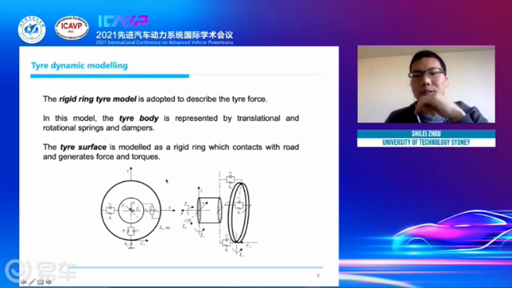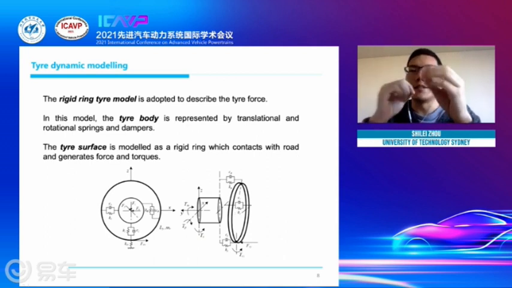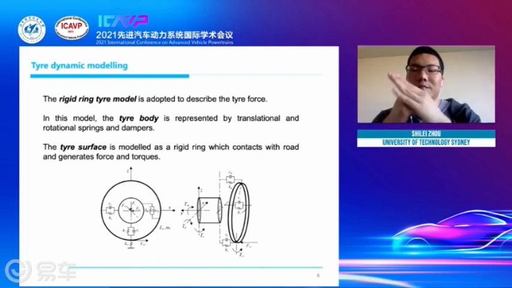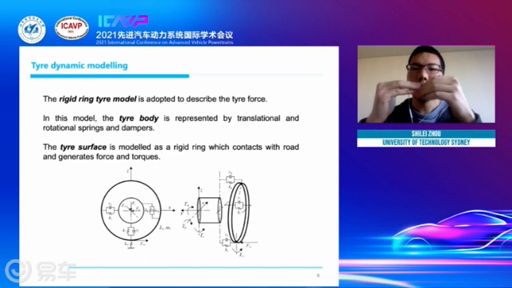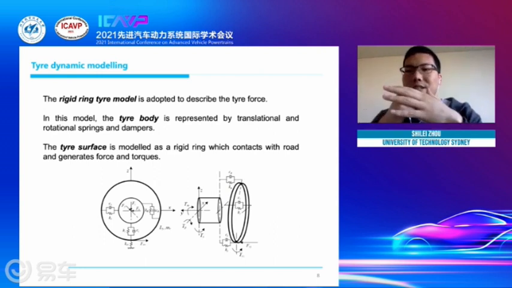And here is a point for the tire dynamics. For the tire dynamics, we use a rigid ring tire model. This is used to describe the tire force. In the tire, actually, between the motor and the tire, there is a tire body. It's not a rigid thing. It's a flexible, or we can say it's an elastic body. It means there is force reaction.